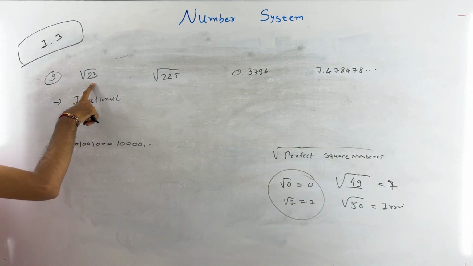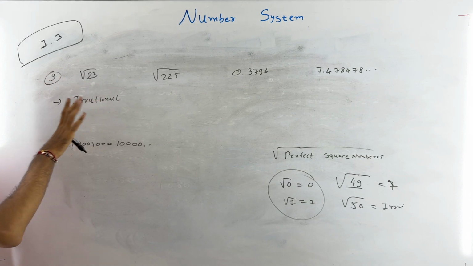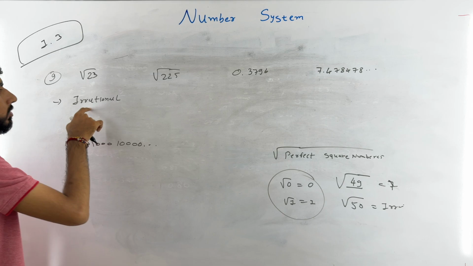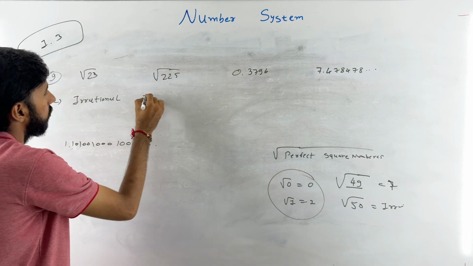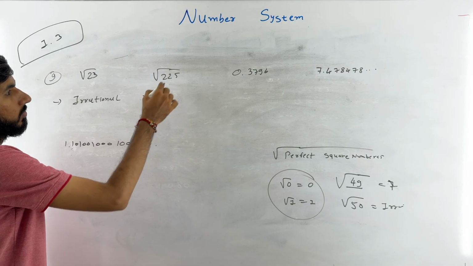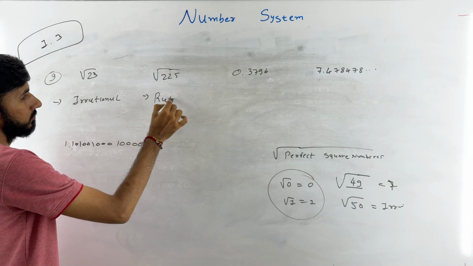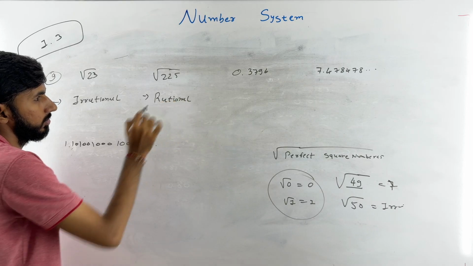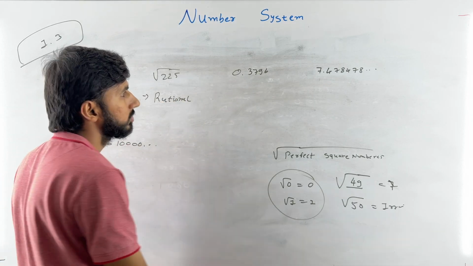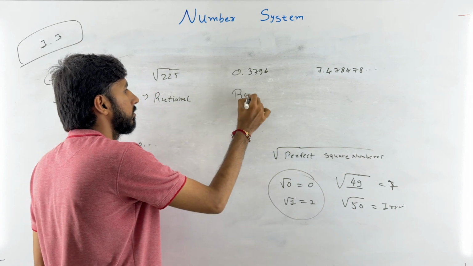So here we have 23. 23 is not a perfect square number. The square root of any number except a perfect square number is irrational. So the answer is irrational. For 225, 225 is a perfect square number. The square root of 225 is equal to 15. So the answer is rational. It is a rational number. Here you can see the decimal expansion is terminating. That means it is a rational number.